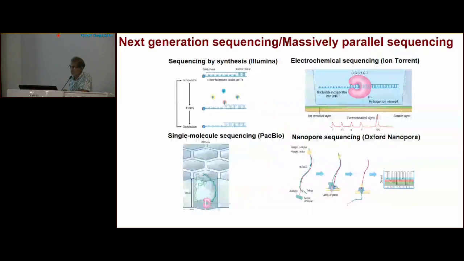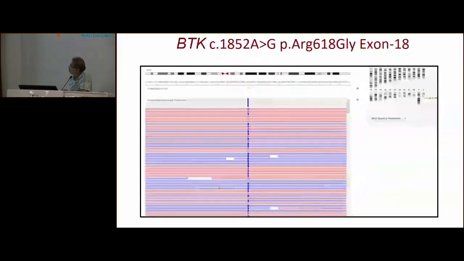Next generation sequencing, I think, has been covered, so I will not go into details. These are some IGV snapshots. This is a child with X-linked agammaglobulinemia where there was a defect in the BTK gene. These are known as reads. So this is a view from the IGV snapshot.